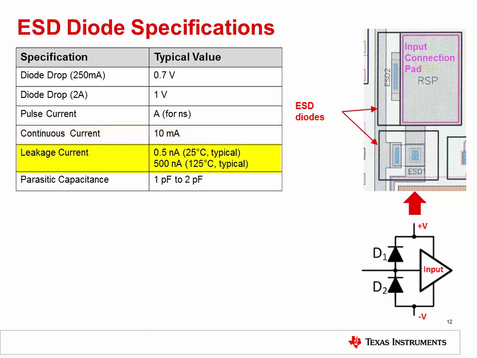These diodes also have a reverse leakage current that may be less than a nanoamp at room temperature, but could be hundreds of nanoamps at high temperature. In fact, leakage current from ESD diodes makes up the majority of the bias current of CMOS devices. Finally, it should be noted that the ESD diodes have parasitic capacitance in the low picofarads.